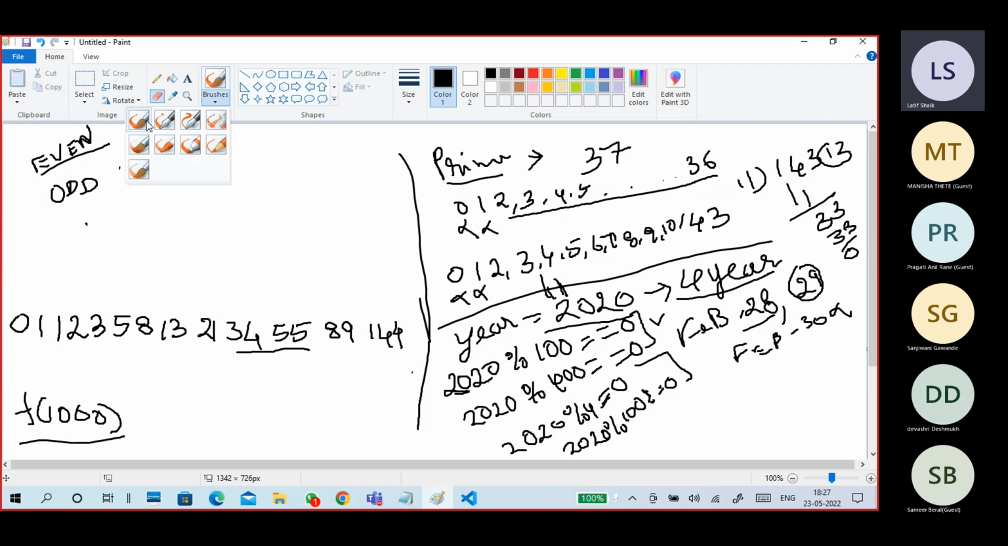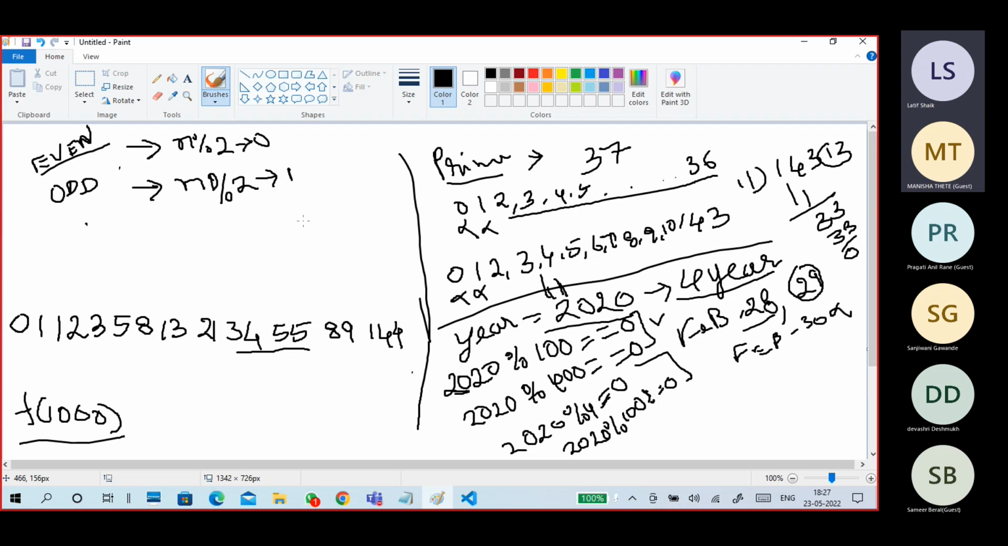This even and odd, I removed it. I think you got the point. Even: you put a number, you divide any number with 2, the remainder is 0. Sorry, not result, remainder is 0. Otherwise, it is called an odd number. Or you can take this as remainder not equal to 0. This is the equal to 0 symbol.